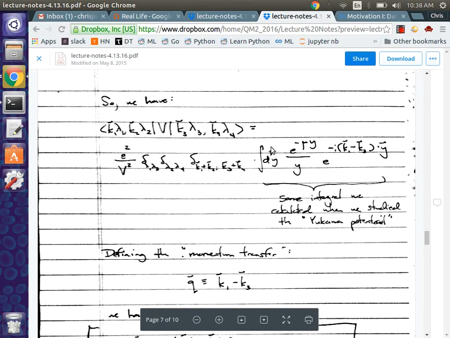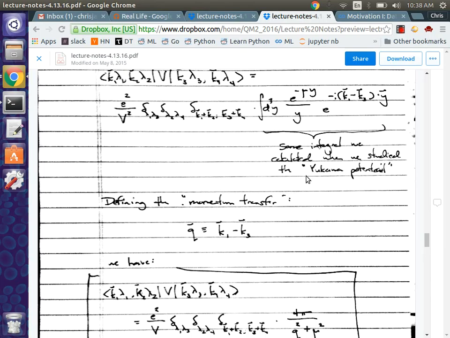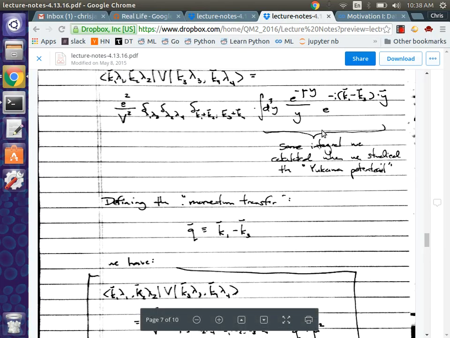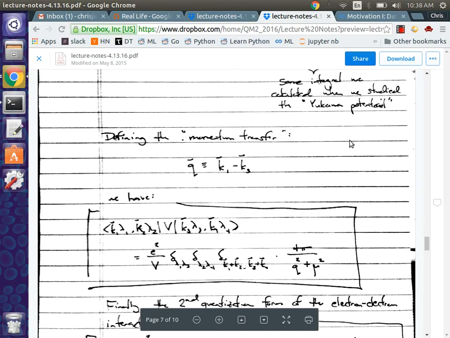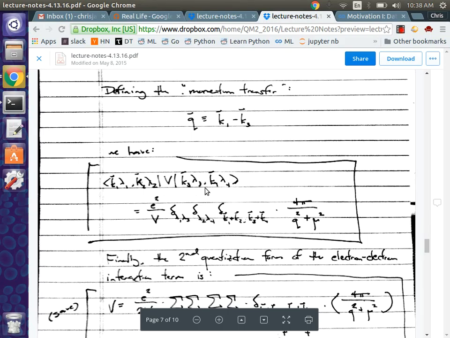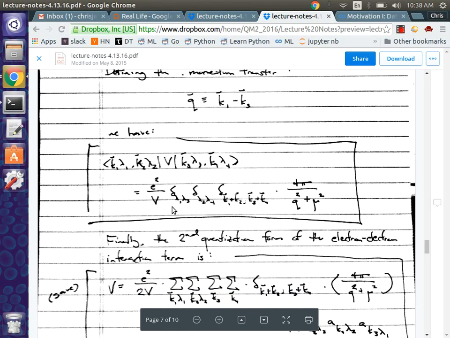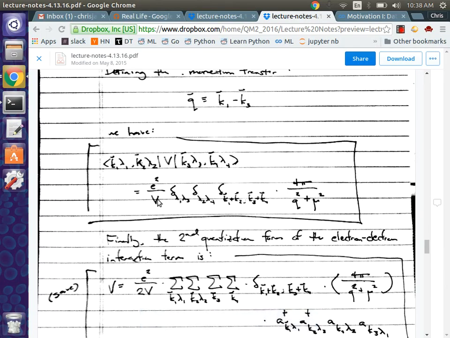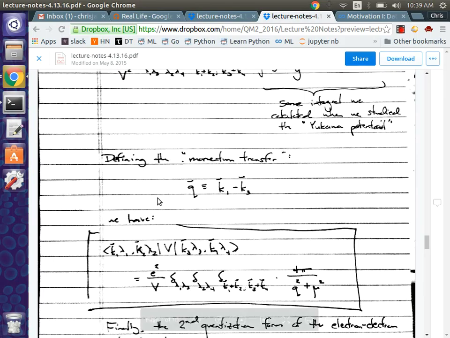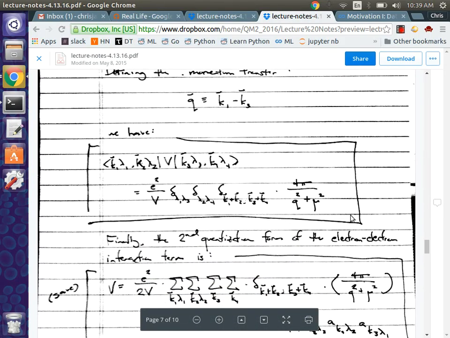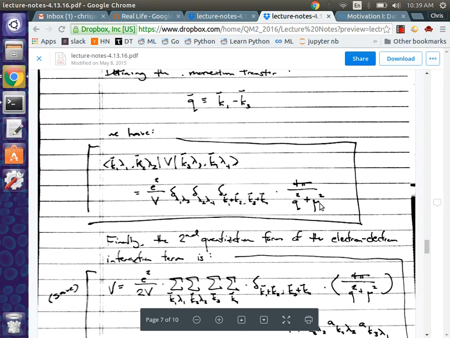So I'm just going to use those results that we had before. I'm going to do the same thing. I'm going to define this K1 minus K3 to be what we call the momentum transfer. Then I can do the integral, and what I find is that this full matrix element gives me this factor, e squared over V. This is the volume piece that's coming from the plane waves, and part of it gets canceled off by a volume integral. But the important part is this 4 pi over q squared plus mu squared.